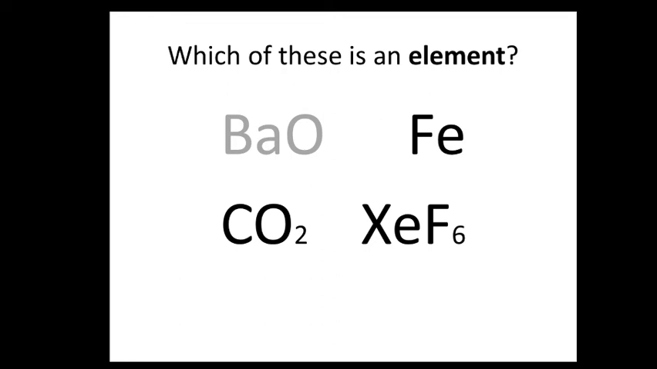What about CO2? 2 different elements, carbon and oxygen, so it's a compound, not an element. Finally, XeF6. It also has 2 symbols, Xe for xenon and F for fluorine. Conclusion? It's a compound, not an element. So for the entire set, there's one element and 3 compounds.